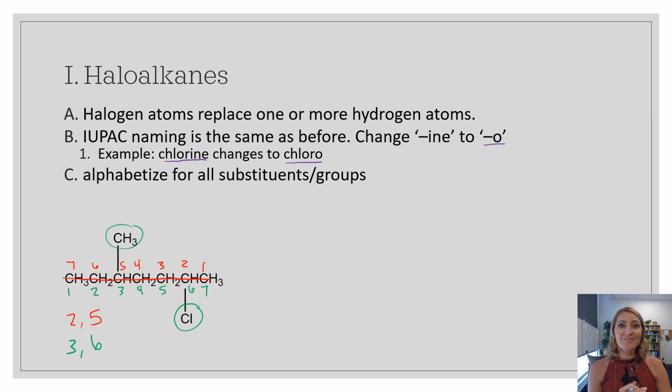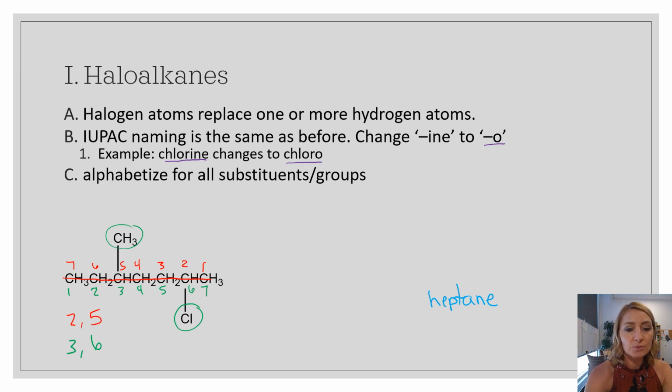So 2 and 5 are lower numbers than 3 and 6. It's a good thing I thought to count backwards with the red, or I would have missed that. That's a common mistake. So let's let that sit for a moment and start naming. Always start with your parent chain. This is 7 carbons long. The prefix is hept. It's all single bonds. I see nothing double, so heptane.